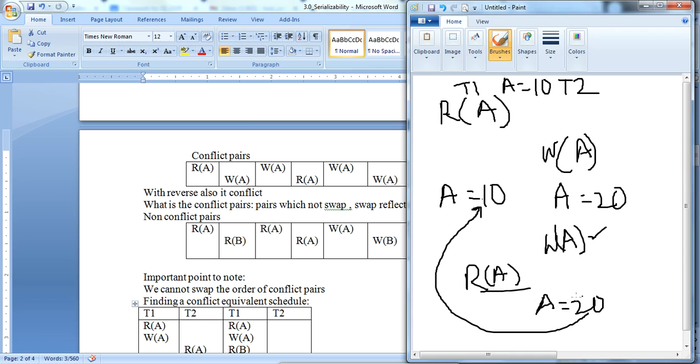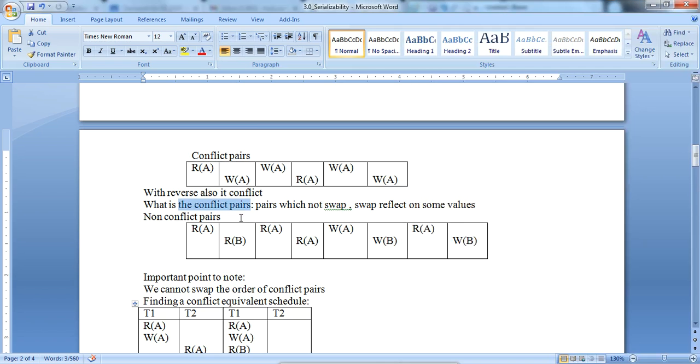Without swapping, T1 reads A as a value of 10. After swapping, T1 reads A as a value of 20. This is a conflict pair, because the swap changes the value read. Now, the non-conflict pair.